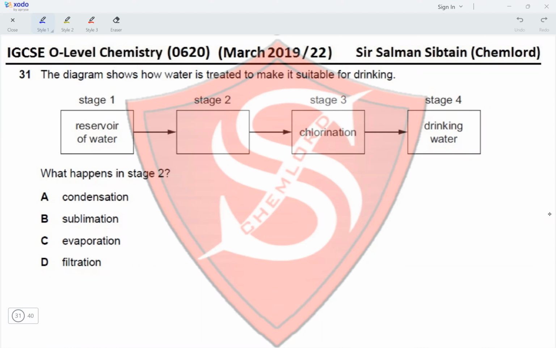So what happens before chlorination? We need to filter out all the solid material that is present in water. So condensation does not take place. We already have liquid water. Sublimation does not take place. Evaporation does not take place. Filtration does take place. So stage 2 involves filtration, making option D the correct option for this question.